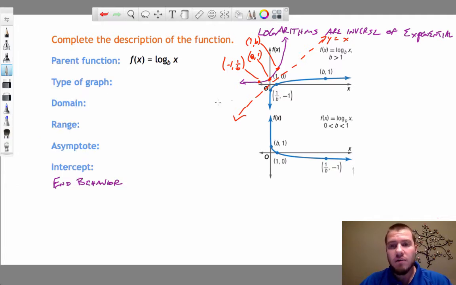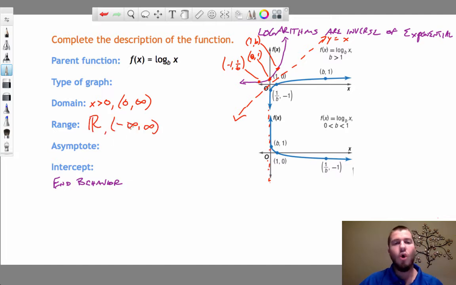My domain of the log function is what stops because of this asymptote. So my domain is x is greater than 0, not equal to, because it has that vertical asymptote, so from 0 to infinity. And my range, the graph is going all the way down and nothing stops it from going up, so it's all real numbers, or from -infinity to +infinity. The asymptote is a vertical line at x equals 0, because the equation of a vertical line is x equals a constant. And the x-intercept is at the point (1, 0).